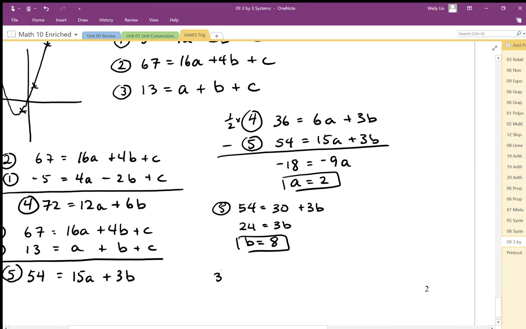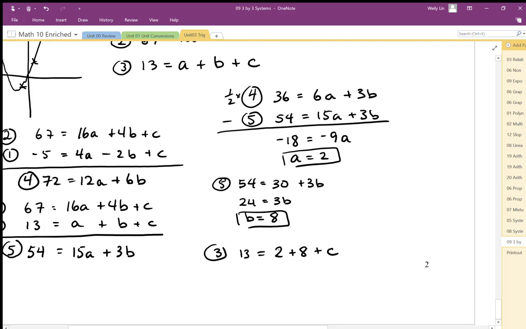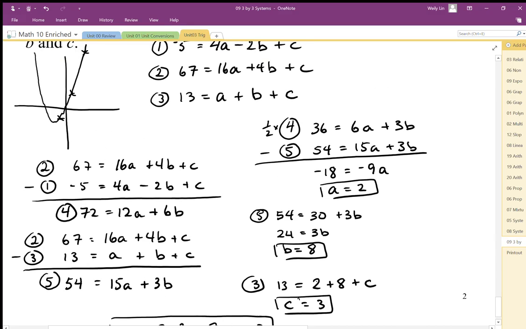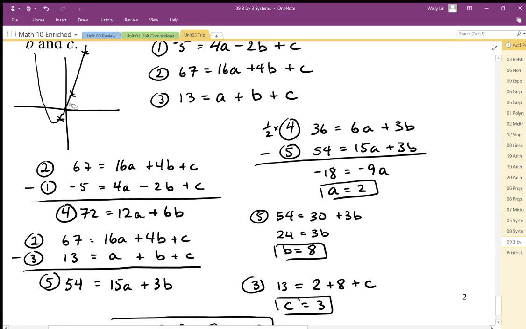And equation 3 looks like it's going to be the easiest to use. So 13 is equal to a plus b, oops, a was 2, a plus b plus c. Plugging that in and solving, I get c is equal to 3. So there are my three coefficients. The equation of this parabola works out to be y is equal to 2x squared plus 8x plus 3. And if I were to graph that equation, it would fit those 3 points, and I think it's going to look something similar to that.